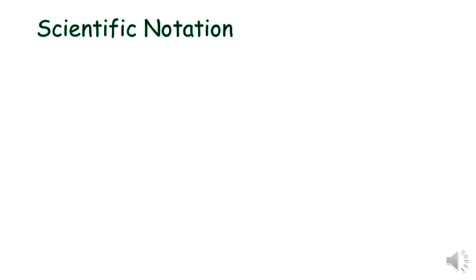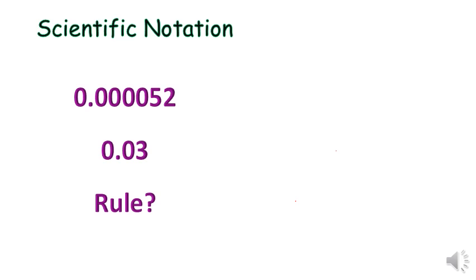Another way to write scientific notation is for numbers less than 1. For example, we could use these numbers. So again, I need to take this decimal and move it to right there. So we end up with 5.2 times 10, let's see, 1, 2, 3, 4, 5, to the negative fifth.